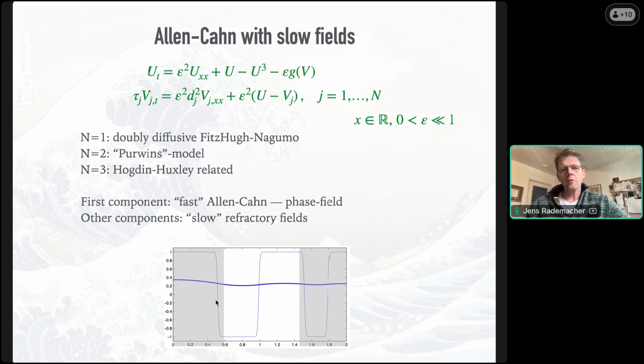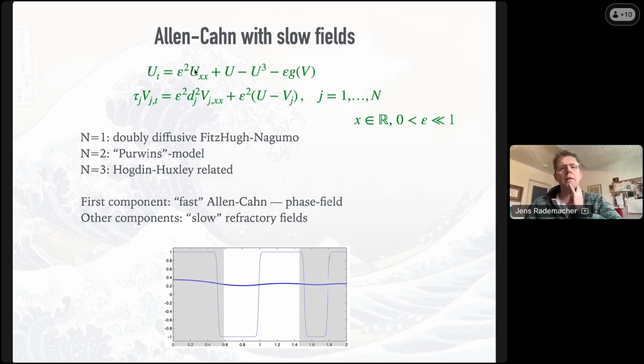And the solutions look like this. If you just take a snapshot in space-time, one has these thin lines which come from this Allen-Cahn equation. I'll talk more about where this comes from in a moment. And then there are these thick lines which come from the V, and they have much smaller gradients. Yeah, and the reason for this gradient difference is this scale separation that I didn't talk about yet. So this is going to play a very important role.